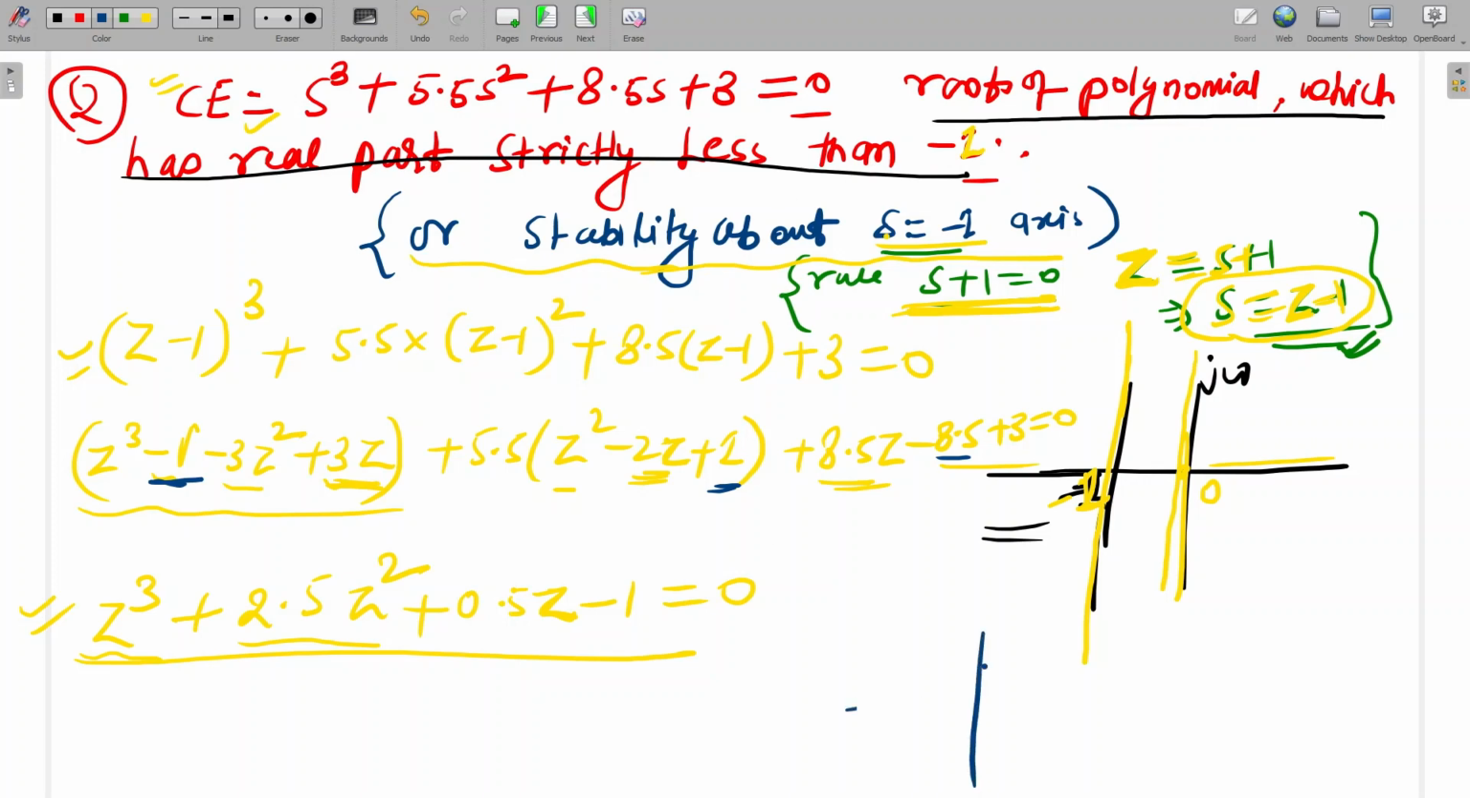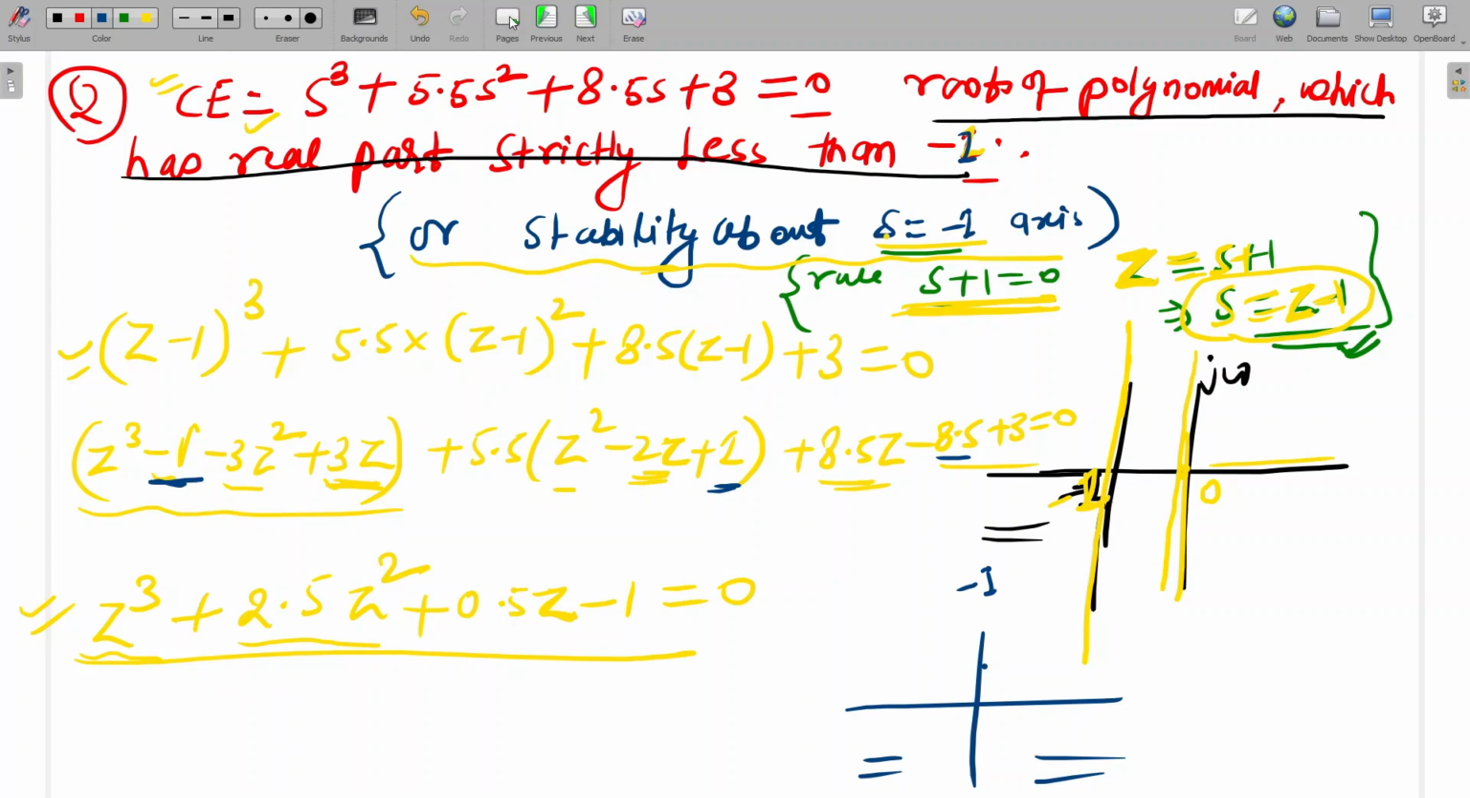Whatever roots are in the left hand side, that number of roots has real parts strictly less than minus 1, because our axis is minus 1 now. So whatever will be the left hand side poles, that number of poles will be there. Okay. So we can apply the RH criteria.